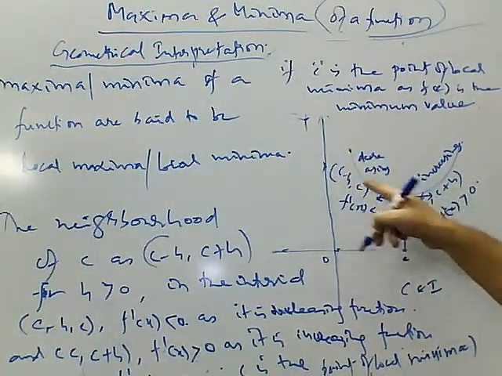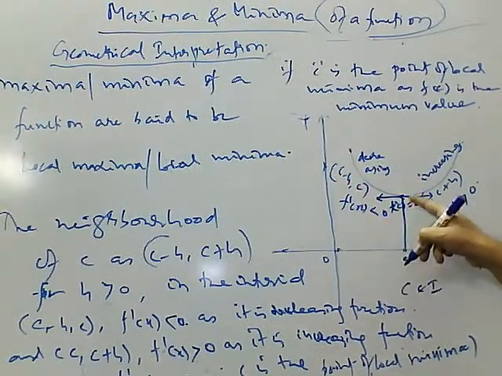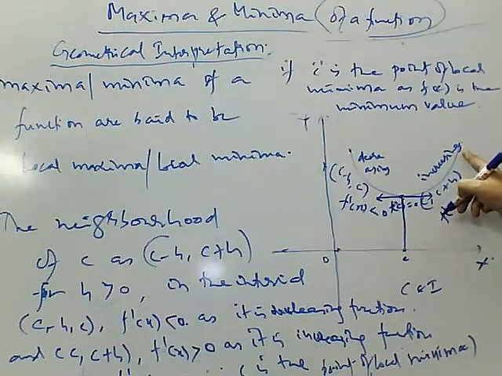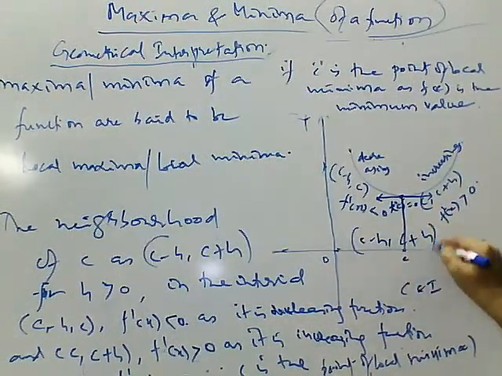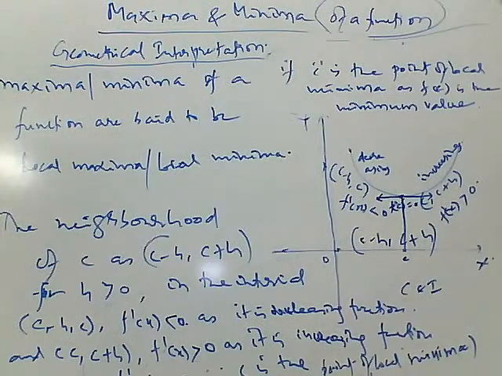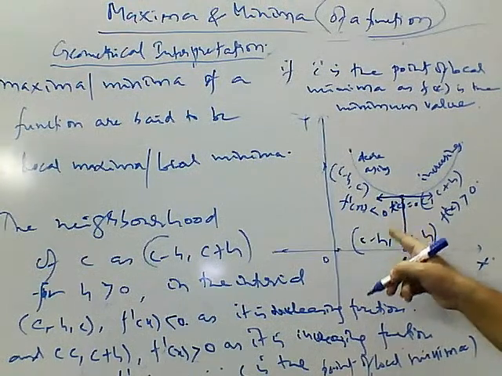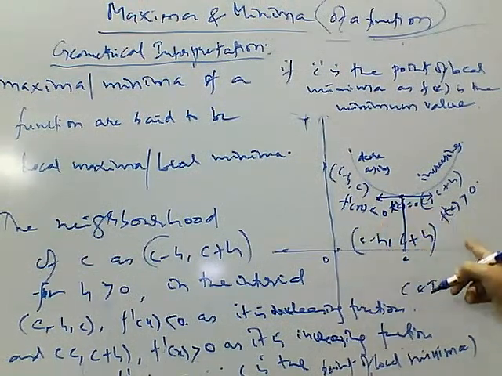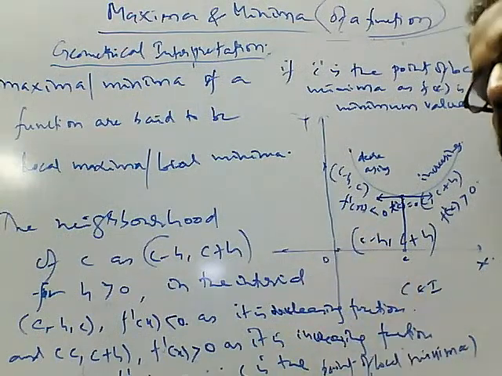On the left side of C, from C minus h to C, it is a decreasing function, f dash x less than 0. In the neighborhood of C to C plus h, it is an increasing function. The total neighborhood is C minus h to C plus h, but divided at C, both sides, okay? So when the function is said to have a local minima, the sign of the derivative changes from negative to positive. From positive to negative, that is called the maxima.